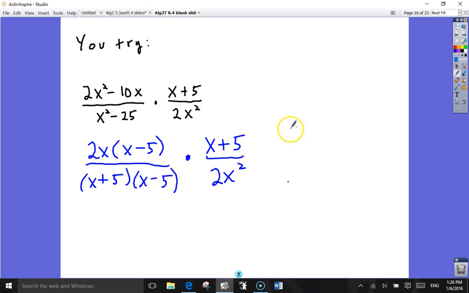Okay, what can you cancel? So this cancels with this. What else? x minus 5 cancels. What else? Well, the 2's cancel. And now you've got 1x in the numerator, and you got 2x's in the denominator, so cancel this x with one of these, and what's left? 1 over x. Done.